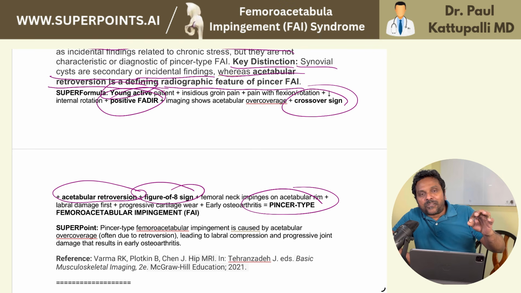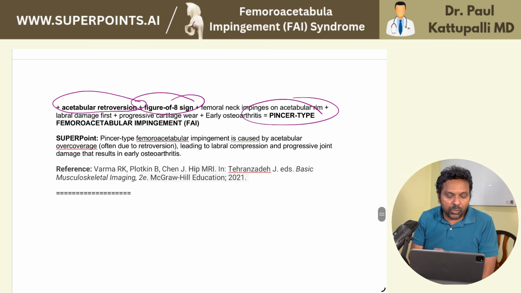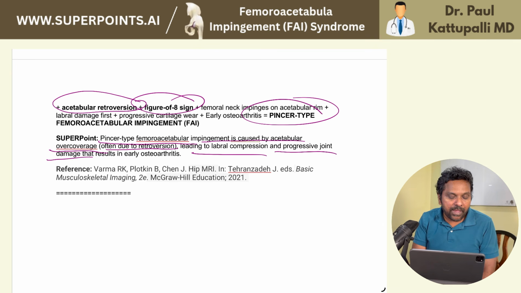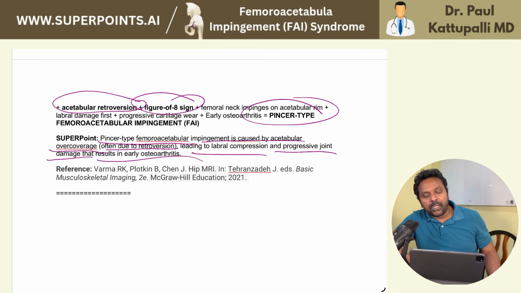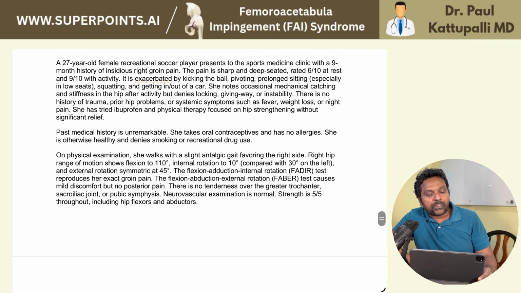Go through this super formula. If you see these particular keywords, you would know what is the correct answer. The super point here is pincer type femoroacetabular impingement is caused by acetabular overcoverage, often due to retroversion, leading to labral compression and progressive joint damage that results in early osteoarthritis. All right, folks. Next question.